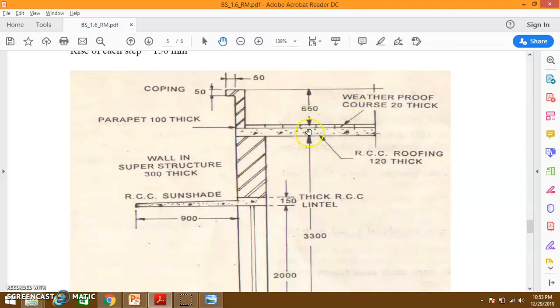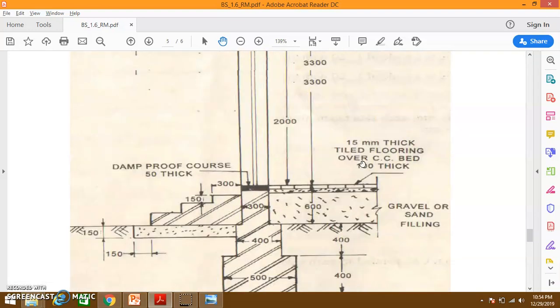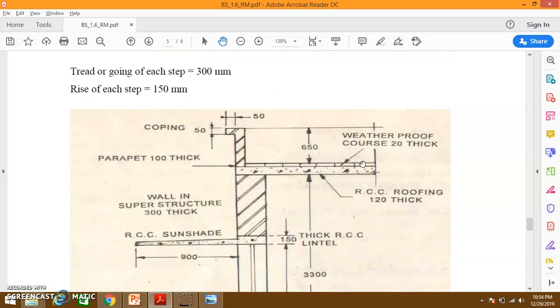The dimension of the parapet wall height is 650 mm, that is 65 cm, or 0.65 m. This is the cross section of the structure.